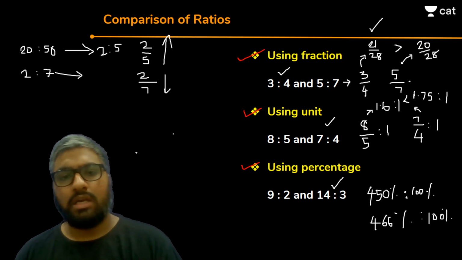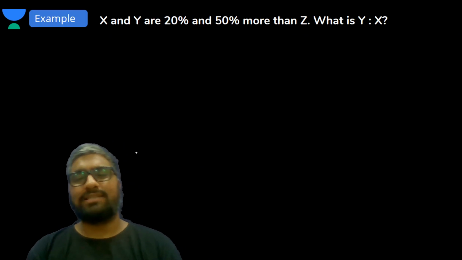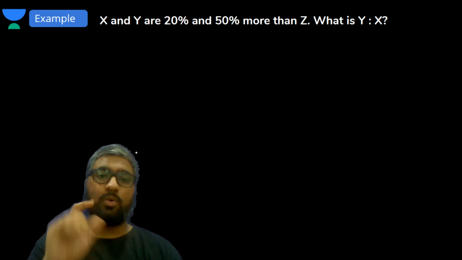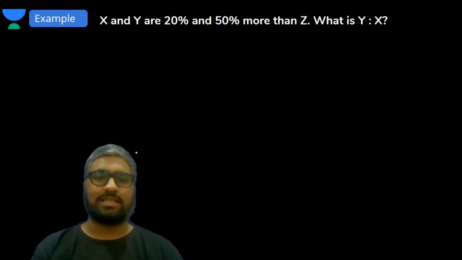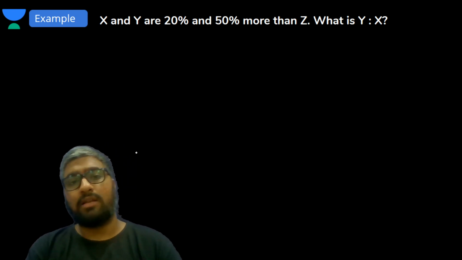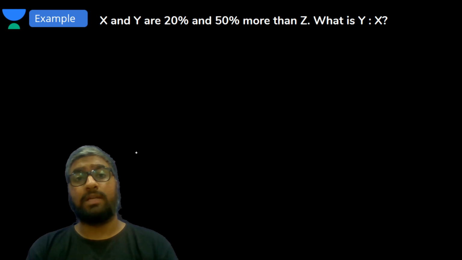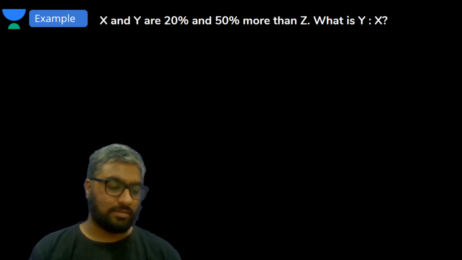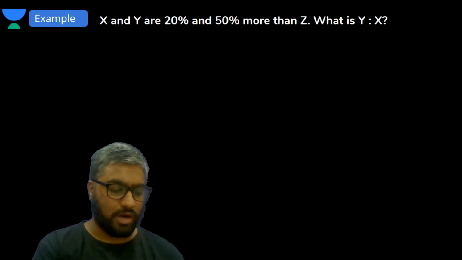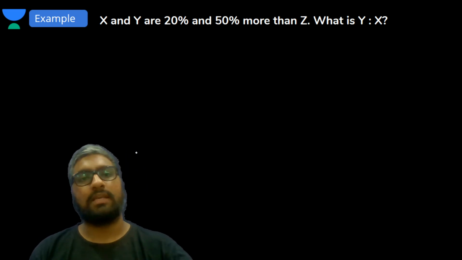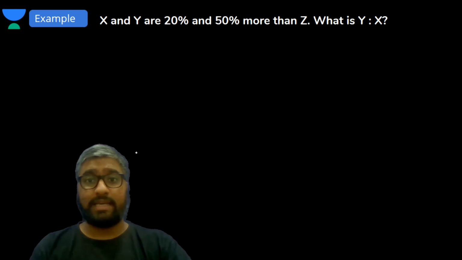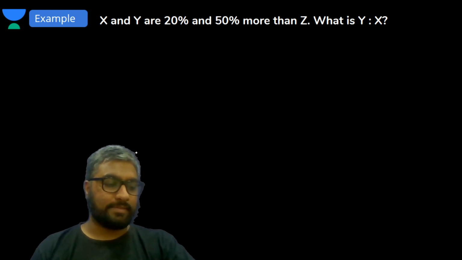Yes. Great. So this was comparison only to make sure that we are proactive when we are comparing ratios. That's it, right? So here is an example now, a very simple one. Quickly do this. Let me know if you've gotten the answer. So we have an example here that says X and Y are 20 and 50% more than Z. What is Y is to X?